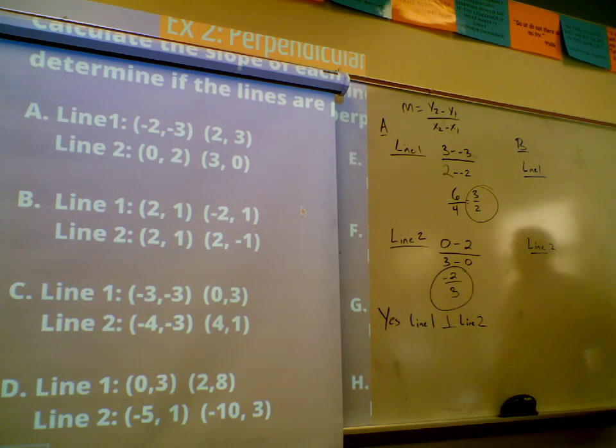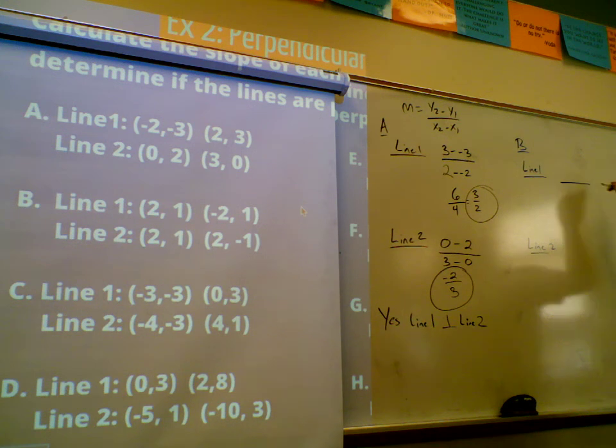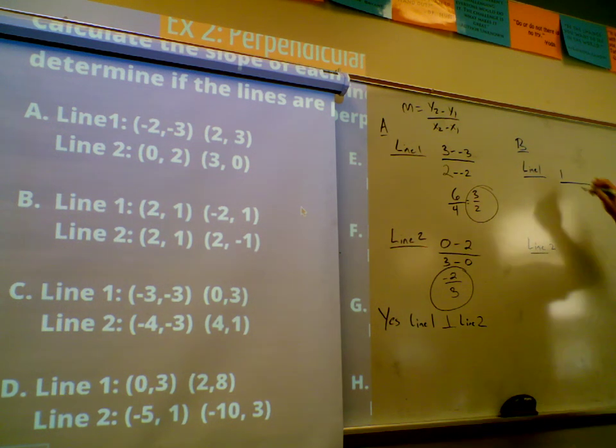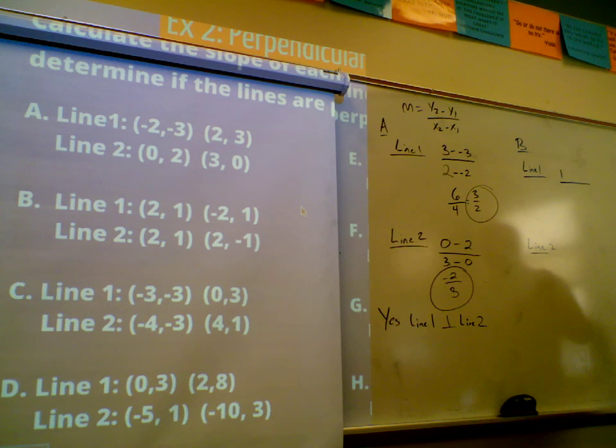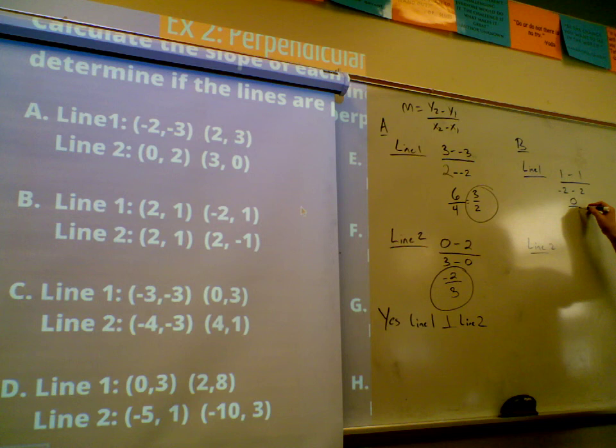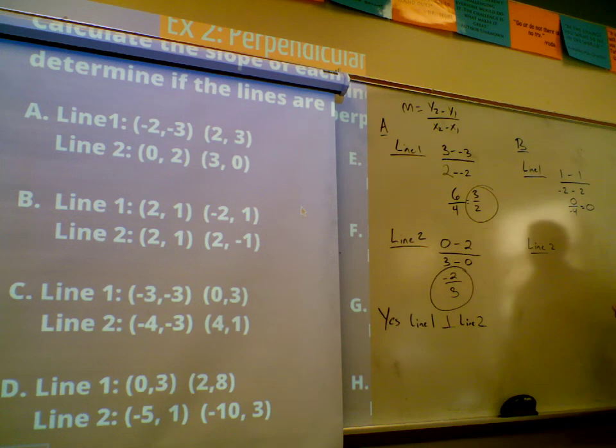Okay. Line 1. How do we find the slope? What's y2? 1. What's x2? Negative 2. What's y1? 1. What's x1? 2. So 1 minus 1 over negative 2 minus 2. What does this equal? 0 over negative 4, right? Which equals 0. Okay. Line 2.